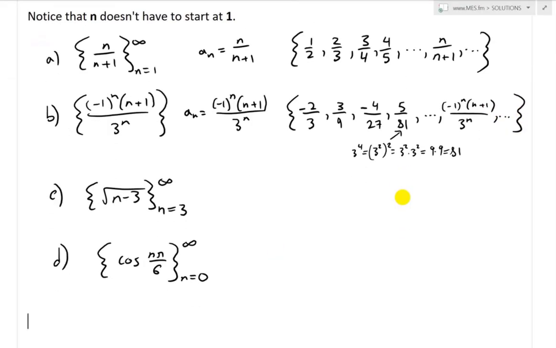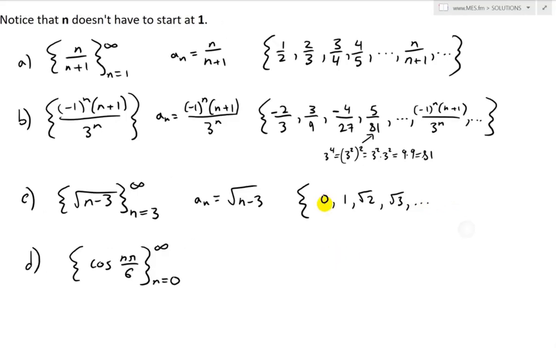Alright, so now let's look at C, which is over here, square root of n minus 3, from n equal to 3 all the way to infinity. So the defining formula is a_n equals the square root of n minus 3, and the terms inside are, when n is 3, we'll have 3 minus 3 is 0. So 0, square root of 0 is still 0, and the next one up we have 4. 4 minus 3 is 1, square root of 1 is just 1. Next one is going to be 5. 5 minus 3 is 2, so we'll have a square root 2. And the next one we'll have a 6, square root 3. So 6 minus 3 is 3. And so on. It just keeps going on and on.